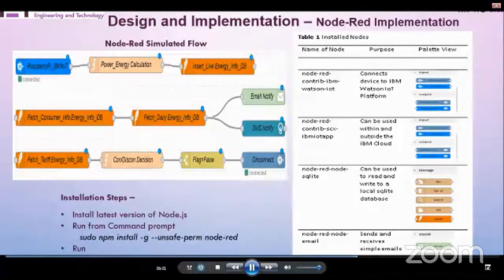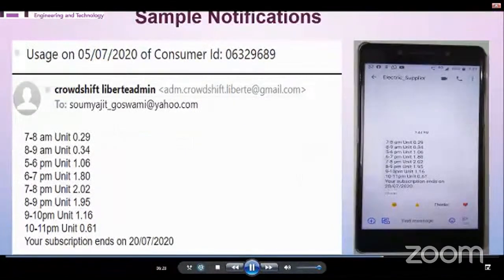This slide demonstrates the Node-RED simulated flow. Node-RED, which is built on Node.js, is a browser-based programming tool primarily used for IoT device connectivity. There are a number of explicit nodes used for our solution, which are mentioned in this table. Sample SMS and email notifications with itemized hourly electric usage of a particular consumer are presented in this slide.